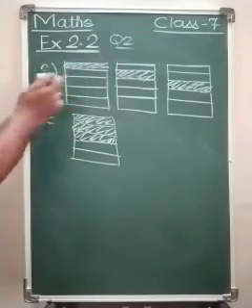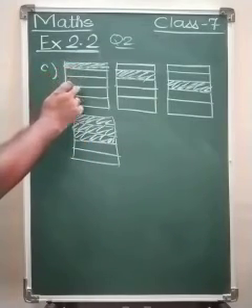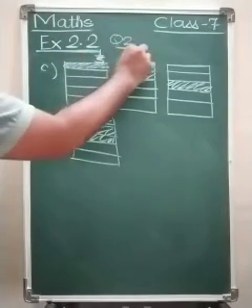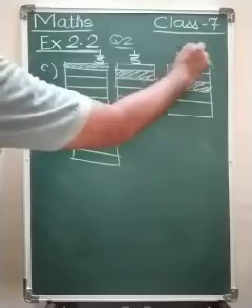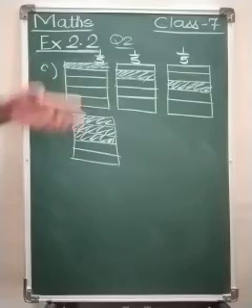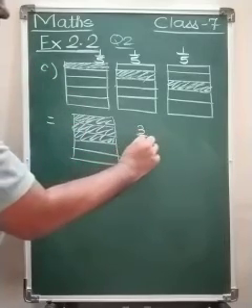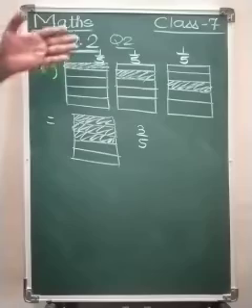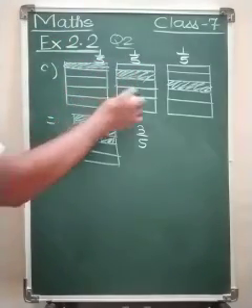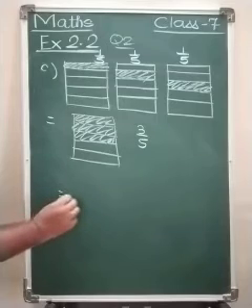Okay, so how many total parts are there? 1, 2, 3, 4, 5. So 1 upon 5 is the fraction, 1 upon 5 is the fraction, 1 upon 5 is the fraction. Okay, so this is the C sum, and here the answer comes to 3 upon 5. Let us check whether the answer is correct or not. How many times is 1 upon 5 there? 1, 2, 3.